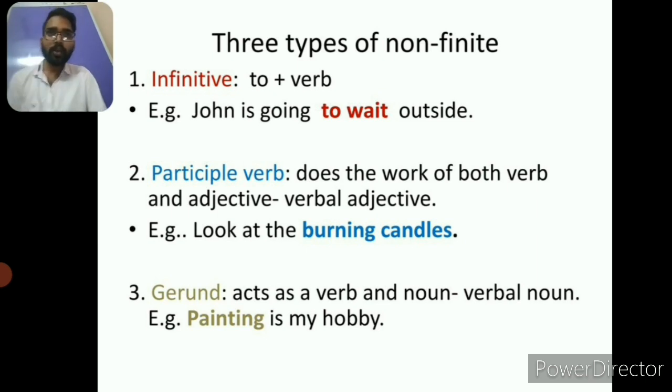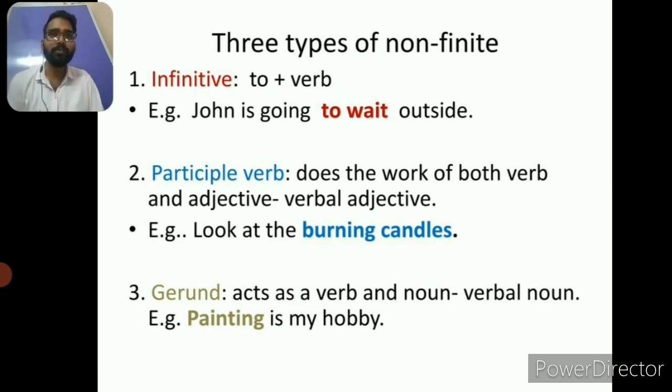Now, let's talk about non-finite types. Mostly they have three types: infinitive, participle, and gerund. Now, infinitive is very easy. It comes with a to. Like John is going to wait outside. So that to wait is indicating this is my infinitive verb. Or in other words we can say non-finite verb.